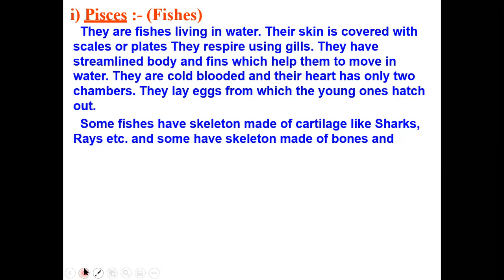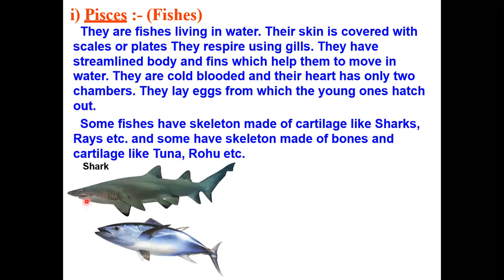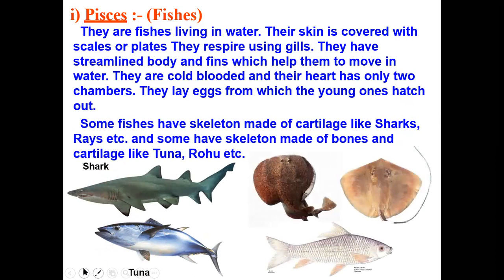Some fishes have a skeleton made of cartilage, like shark and rays. And some have a skeleton made of bones, like tuna and rohu. This is the structure of shark. This is the structure of tuna. This is electric ray. This is stingray. And this is rohu. These are all examples of pisces, meaning fishes.